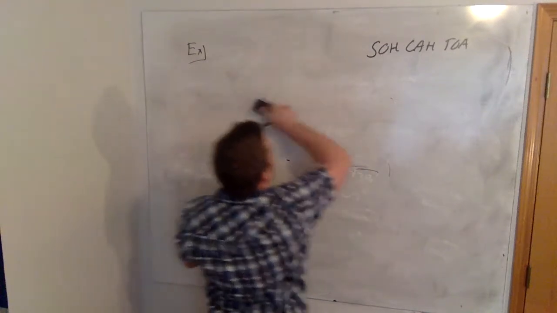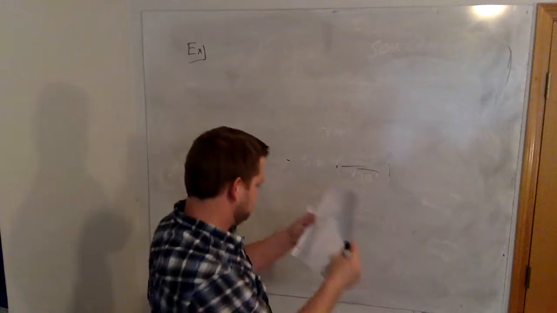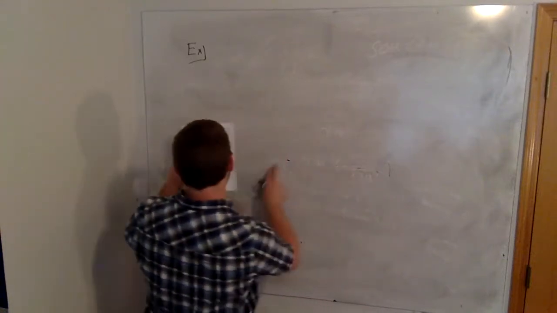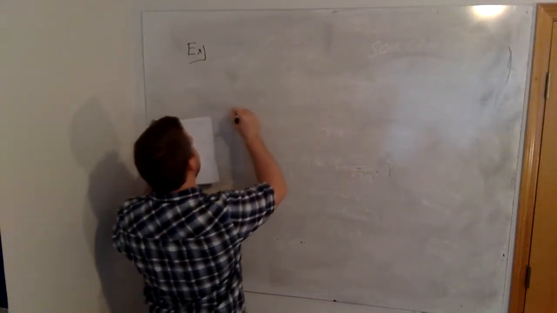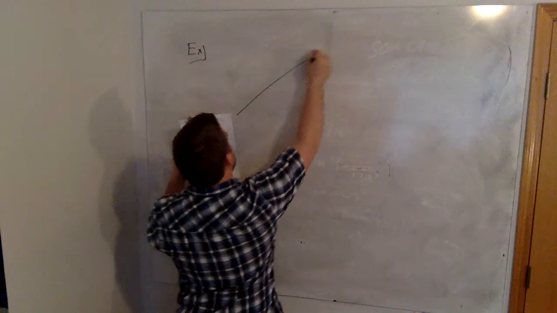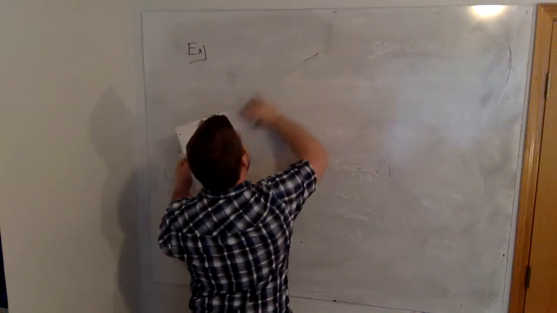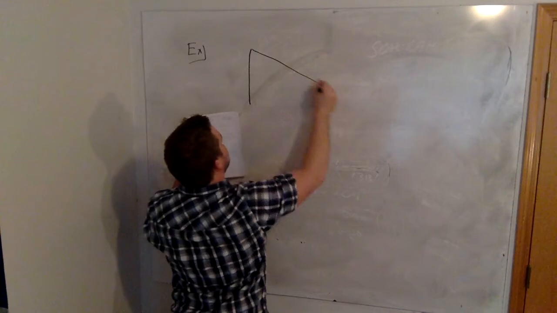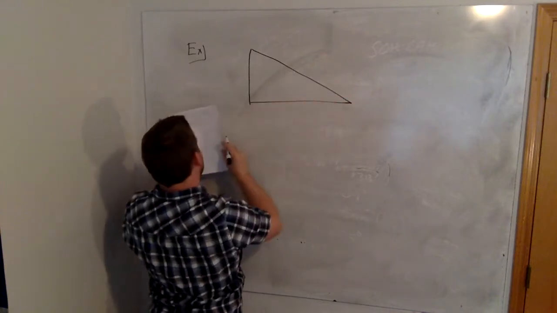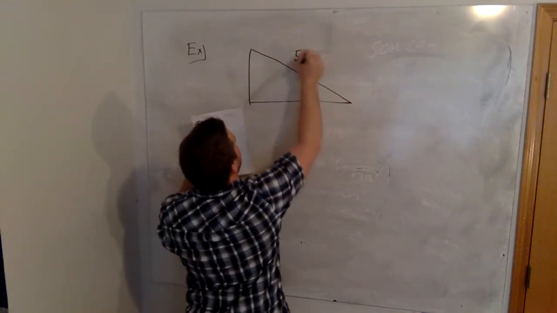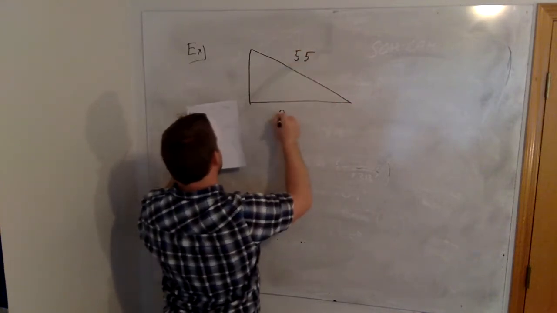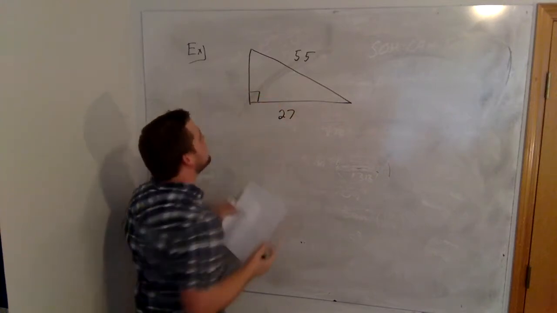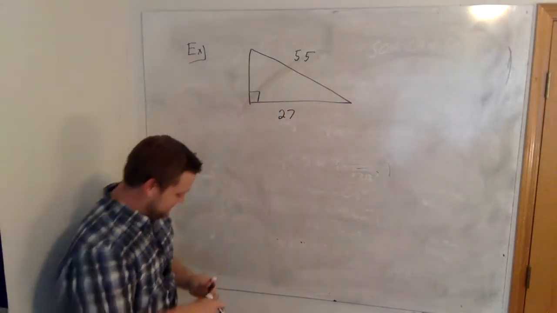All right, let's have you try one. Let's say we're given this right triangle here. Let's say we know that this is 55 and this is 27. Go ahead and solve this right triangle.